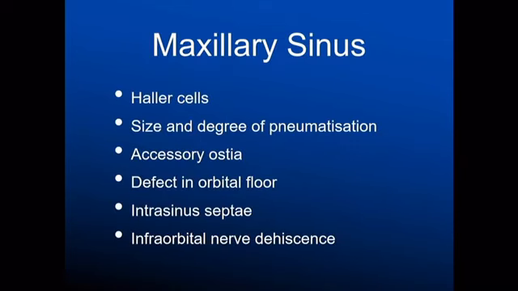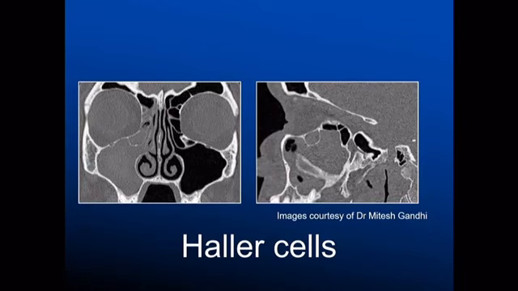When we're going into the maxillary sinus, again, talking about the size of the sinus, how well pneumatised it is, whether we can see any defects in the orbital floor are probably the most important things. Haller cells, again, it's one of those ones where we like to talk about because we've found them, but unless there's evidence of obstruction of the infundibulum, then they're probably not worth a mention.